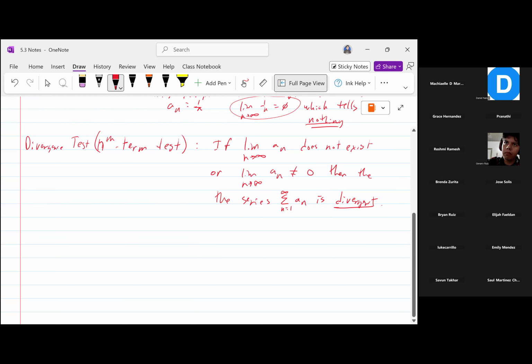Okay. So it just says, hey, if the terms are not getting smaller and going to 0, then the series increases to infinity.